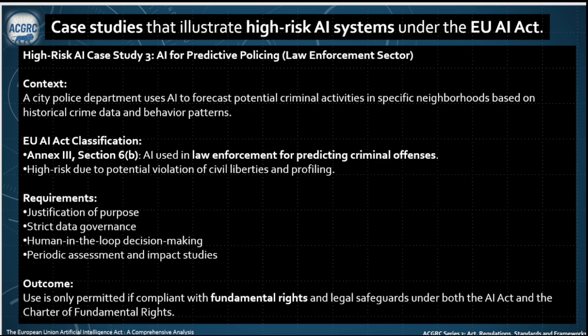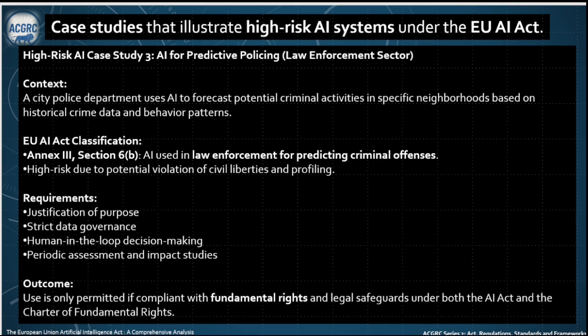The next case is AI for predictive policing. It is part of the law enforcement sector. But do note, when we say policing, one is, of course, the law enforcement, which is outside our presence, but we might use certain AI for infrastructure which is private. There might be certain criteria that we need to also be mindful of. In this context, a city police department uses AI to forecast potential criminal activities in specific neighborhoods based on historical crime data and behavior patterns.